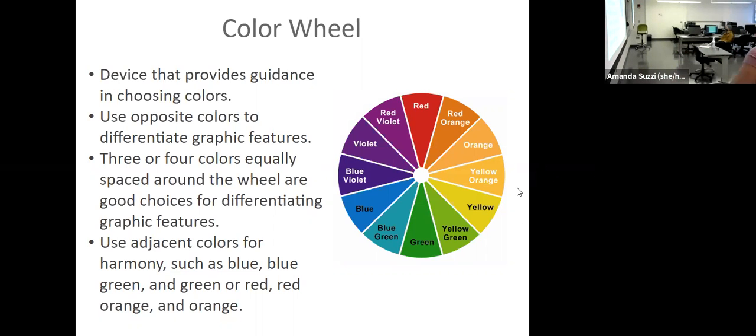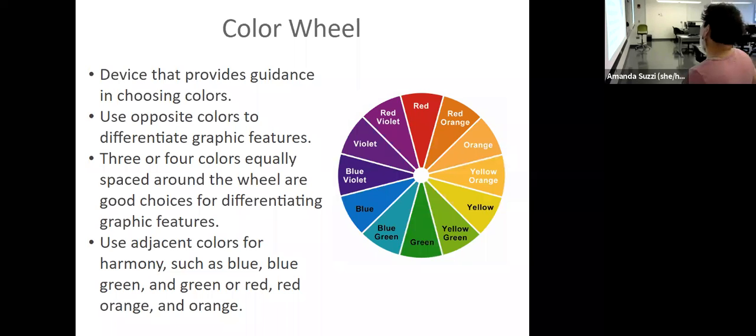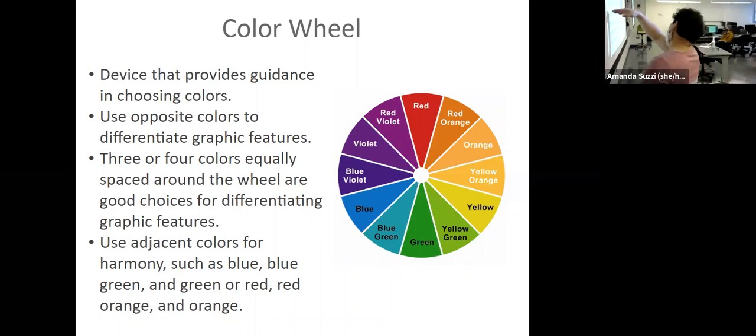So the color wheel is a device that provides guidance in choosing colors. You remember there are opposite colors, there are complementary colors. So you can use opposite colors to differentiate stuff in a map. You can also use 3 or 4 equally spaced colors, like blue, red, yellow. You'll easily be able to distinguish them.